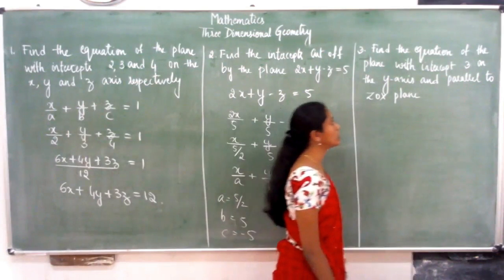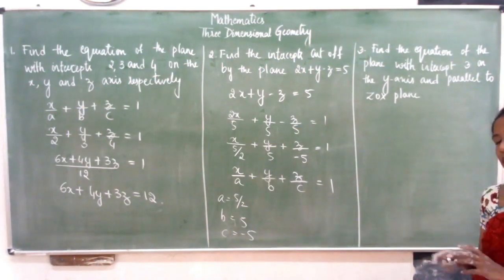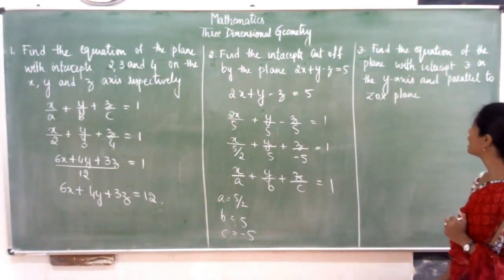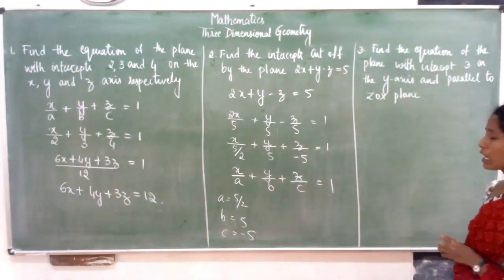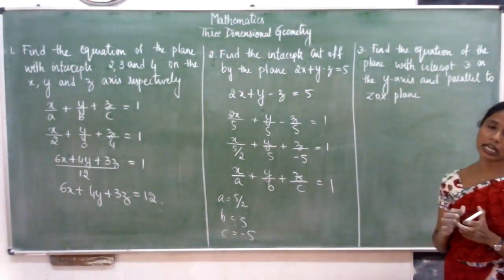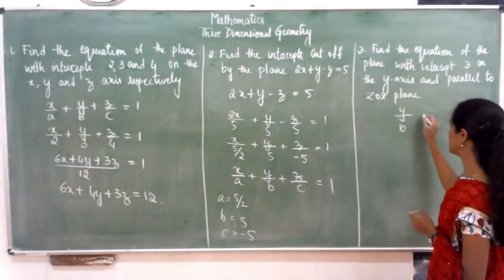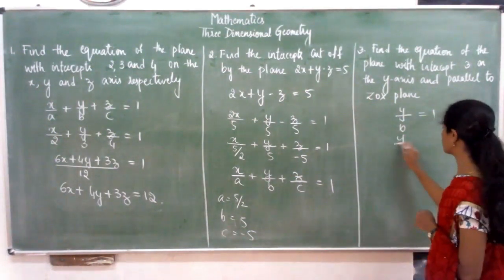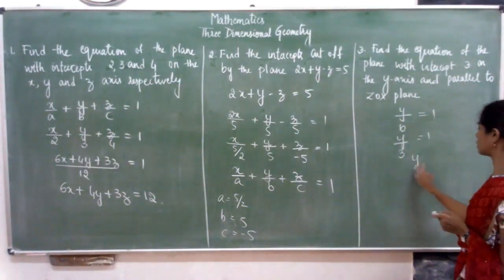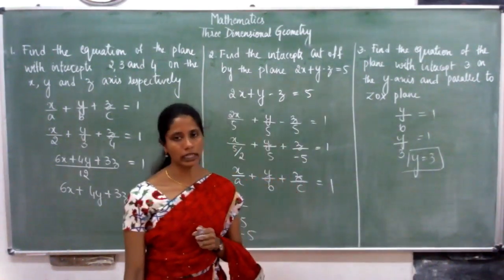Next, find the equation of the plane with intercept 3 on y-axis. They have given that we should find the equation of the plane which makes an intercept 3 on the y-axis and is parallel to the ZOX plane. Since it is parallel to the ZOX plane, it is not making any intercept on the x-axis and z-axis. So you have only y by b is equal to 1. The intercept made on the y-axis is 3, so y by 3 is equal to 1. Therefore, y is equal to 3 is the equation of the plane.